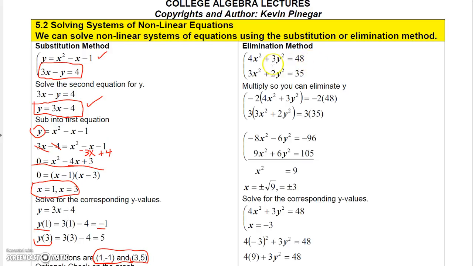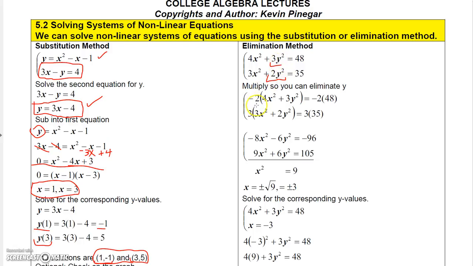So what I'm going to do is just try to use the elimination method and see if I can eliminate a variable. Well, when I look at this, I see that I have 3y squared here and 2y squared here. So if I were to multiply this first equation by negative 2, this term would become a negative 6y squared. And if I multiply this equation by 3, this term becomes a positive 6y squared. And then when I added them together, they would cancel.